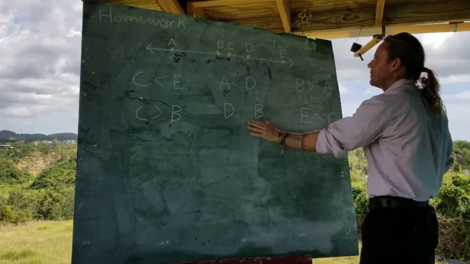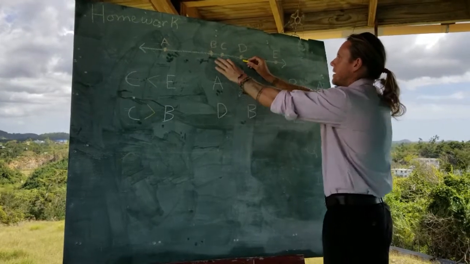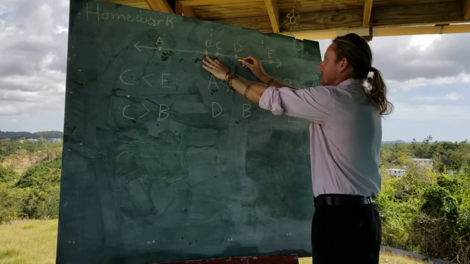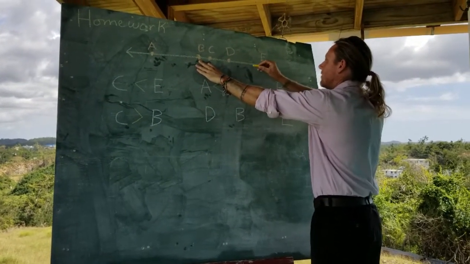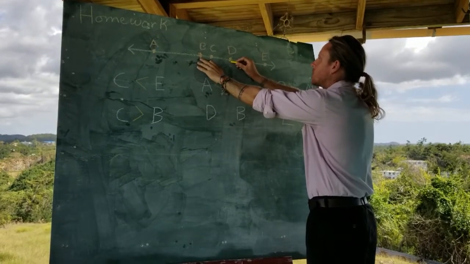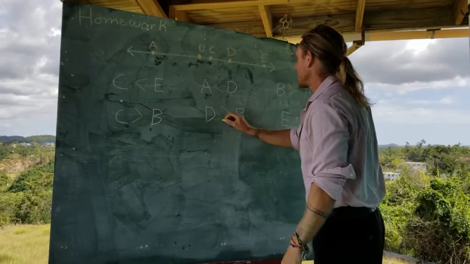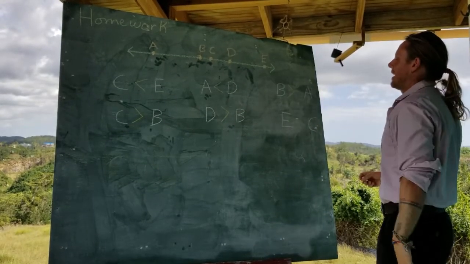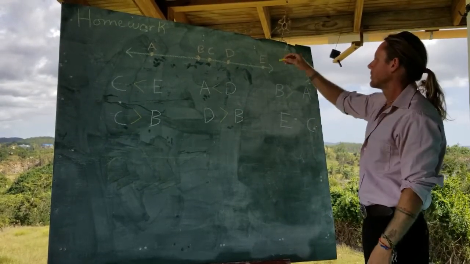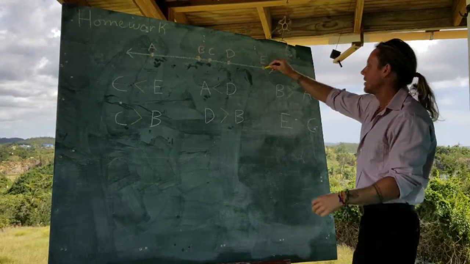How about D and B? Here's D, here's B. Well, D is this side of B, so D is greater than B. How about E and C? Here we have E, here we have C.